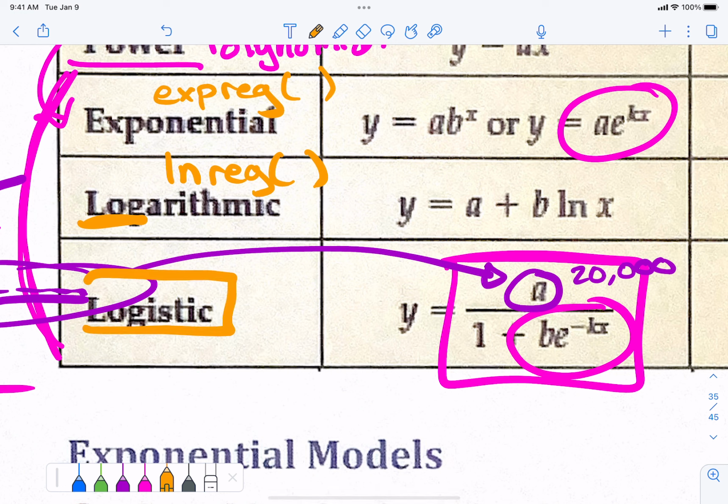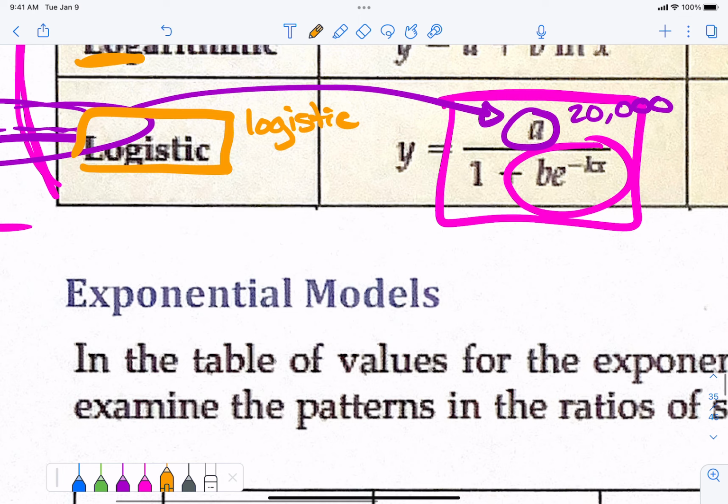Then logistic, which is different than logarithmic, but they're kind of the same. This one on your calculator says Logistic, L-O-G-I-S-T-I-C, and I don't even think it has reg after it. On Claire's calculator, it just says Logistic, okay? So when it asks for a log equation, you're going to use LnReg. When it asks for an exponential, you're going to use ExpReg. For logistic, you're going to use the one that says Logistic, okay? So that's how that works.